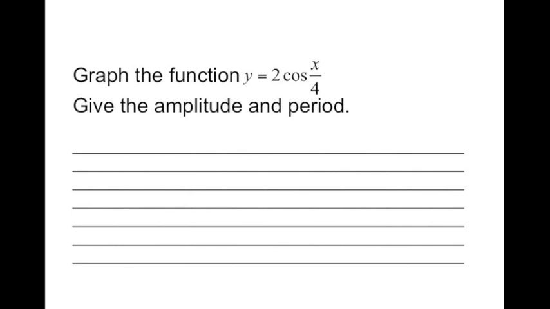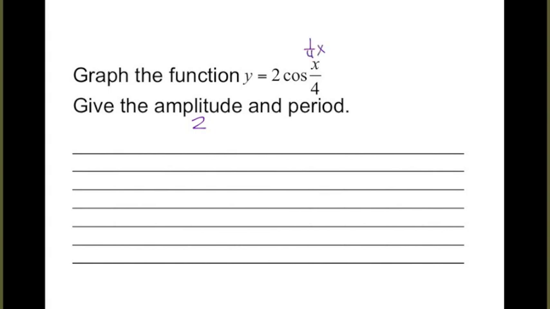What's the amplitude? 2. The period is going to be 2 pi divided by what? What number is in front of the x? So it's x divided by 4. What's another way of writing that? 1/4 times x. So this is going to be 2 pi divided by 1/4. If I divide by 1/4, that's the same as multiplying by 4.